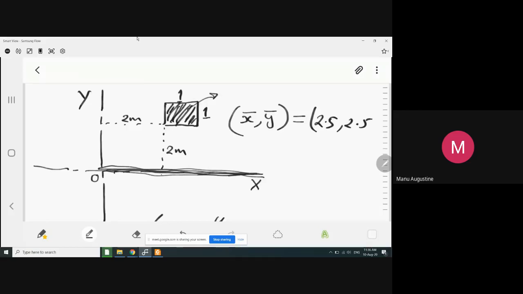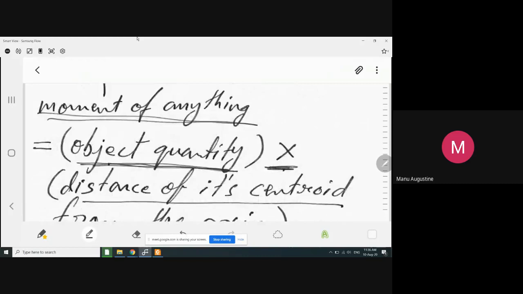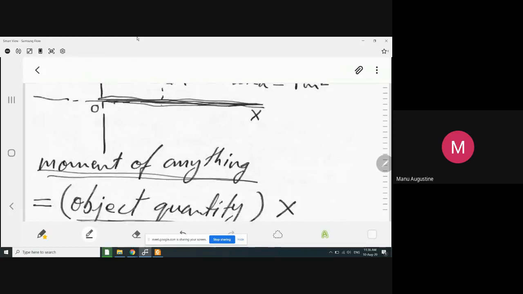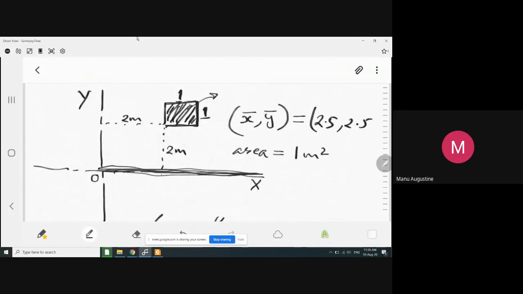Now you are correct. Now let me clarify it for the rest of the guys who are not able to guess the correct answer. Object quantity is the area of the square, which is simply obtained by 1 meter multiplied by 1 meter. So area is equal to 1 meter square. This is the object quantity. Now this has to be multiplied with distance of its centroid from the axis. Now which axis was I talking about? I was talking about the x-axis. And the distance of this area is equal to the distance of its centroid. And that was already found out as 2.5 meters.